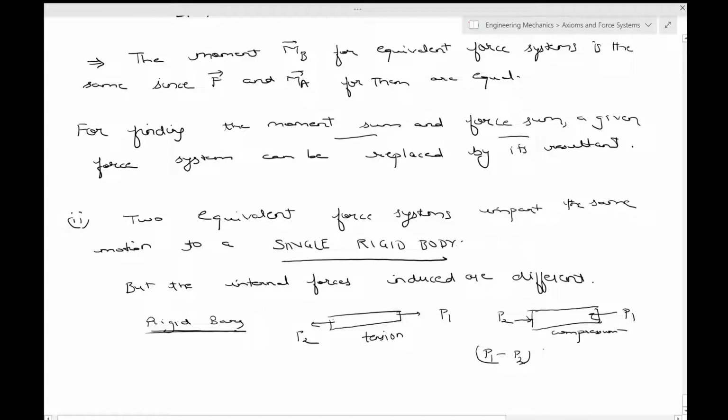But if you hypothetically cut a cross section, say somewhere over here, the internal forces at these points will be different. Clearly over here there will be a feeling of tension, the force will try to pull it, and in this case the force will try to push it. So that is the meaning of that: the internal forces induced are different, though the overall motion of this rigid body will be the same.